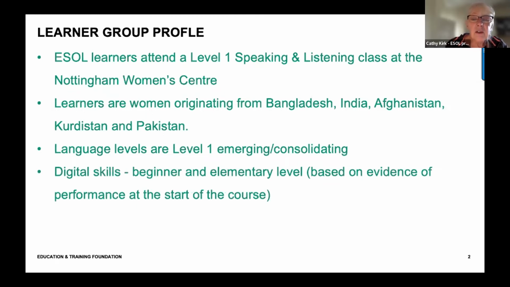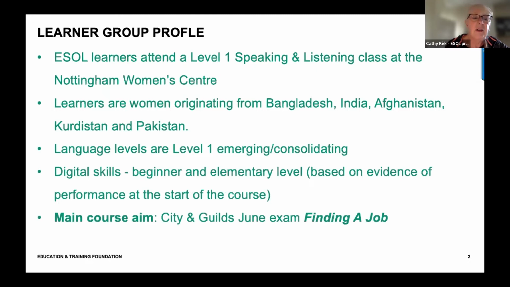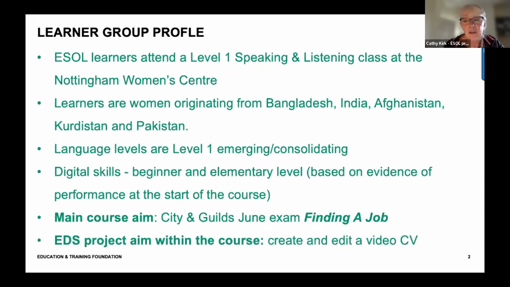The digital skills, however, were quite different from the language level skills. So within that group, there were beginner and elementary levels based on the evidence of performance at the start of the course, quite different from the language level and more disparate as well. The main course aim for the ESOL element was City and Guilds' June exam, finding a job. So it involved developing employability skills as well as language skills. And the EDS project aim within the course was to create and edit a video CV.